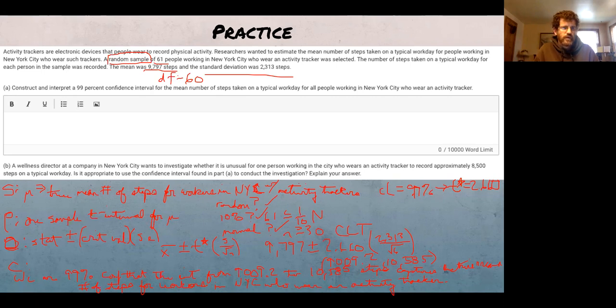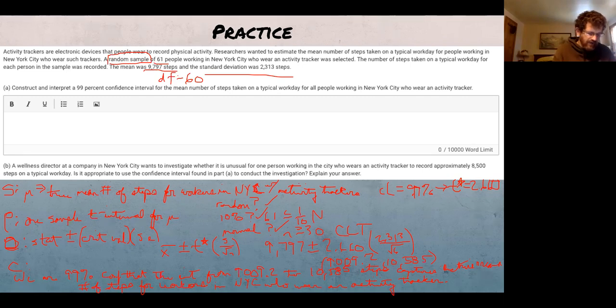A wellness director at a company in New York City wants to investigate whether it is unusual for one person working in the city who wears an activity tracker to record approximately 8,500 steps on a typical workday. Is it appropriate to use the confidence interval found in part A to conduct the investigation? And this is a conceptual one, something we haven't really talked about, but now it's good that it's coming up. Keep in mind what a confidence interval is for.